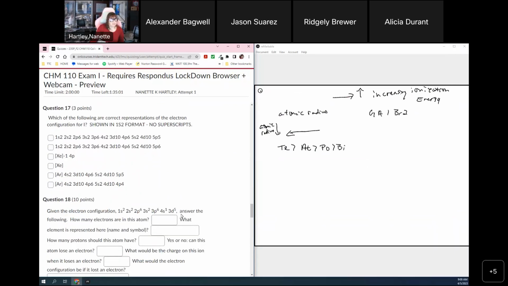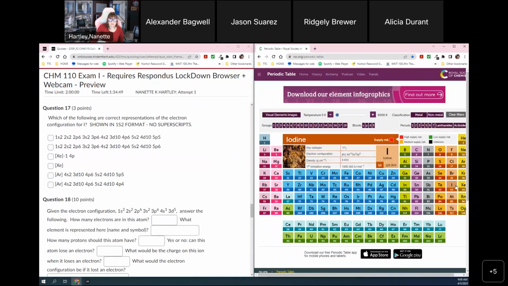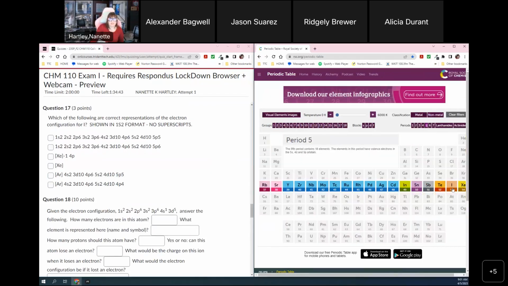All right. Question 17. Which of the following are correct representations of the electron configuration for I? Okay, so where's my I? Well, I is right here. He's one of these ones way down here, in the 5th row. He's over here next to the noble gases. He's a halogen. So if he's in the 5th row, I know that everything from row 4 is included.